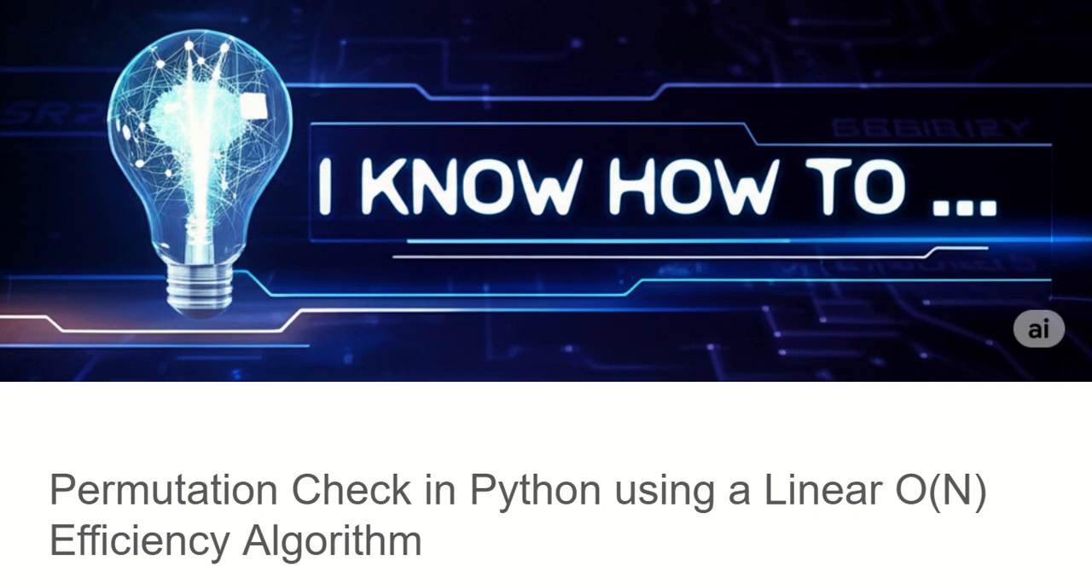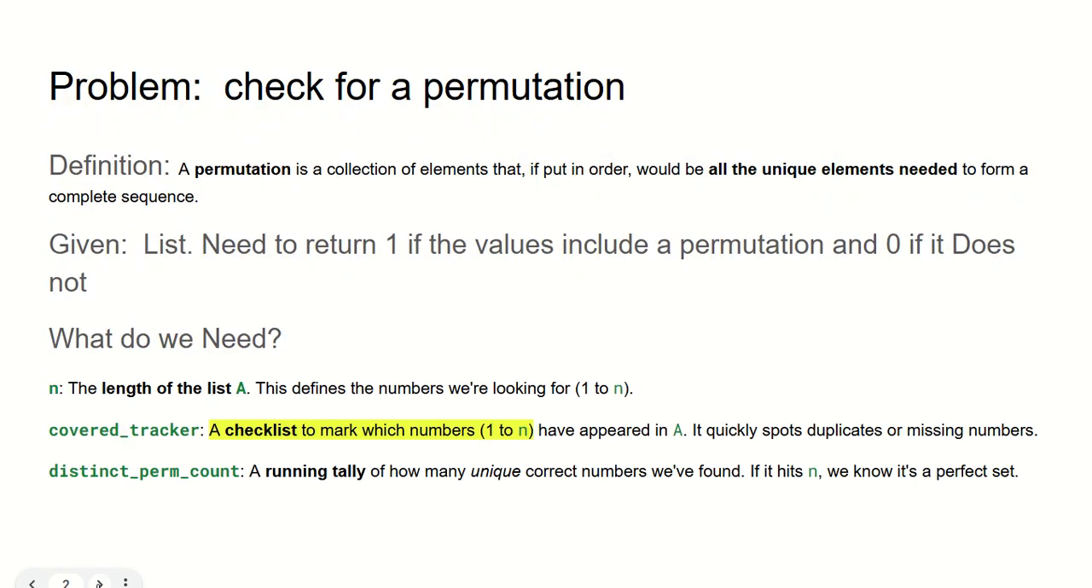Today, we're going to cover how to do a permutation check in Python using a linear efficiency algorithm. So here's the problem. We need to check for a permutation. So first, what is a permutation? A permutation is a collection of elements that, if put in order, would be all the unique elements needed to form a complete sequence.